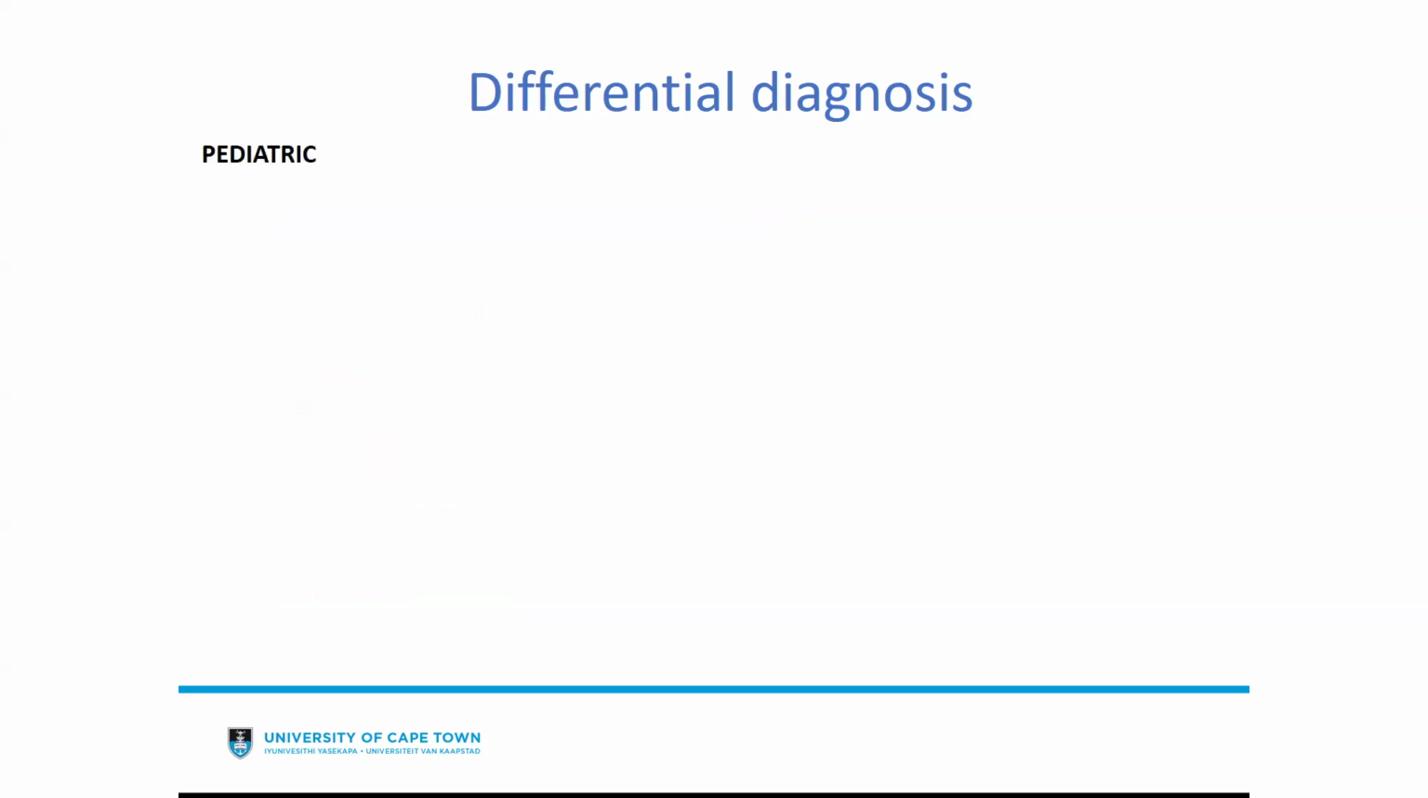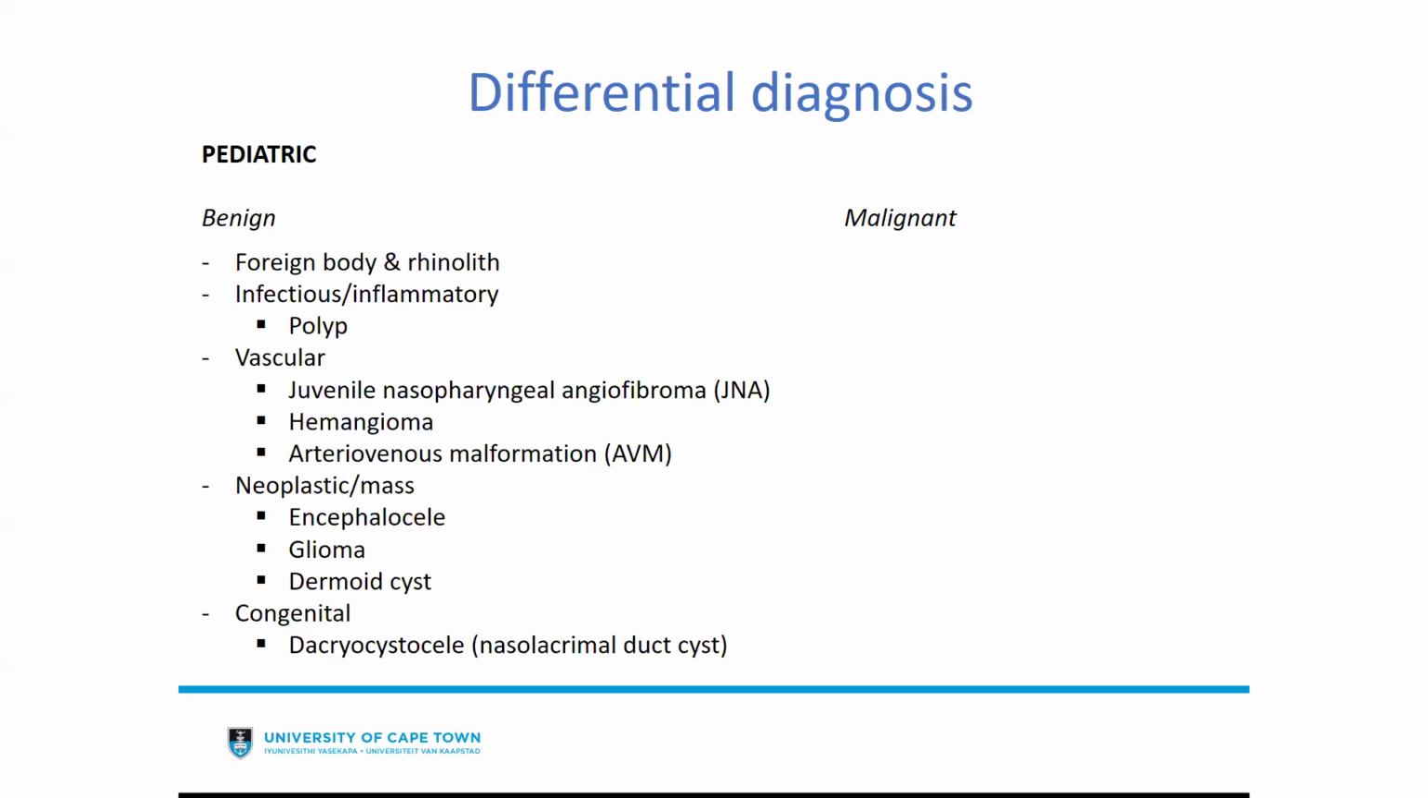When you think about the children, your differential diagnosis will be completely different. Malignant cases are much more rare, so you think about benign cases first. So for the benign cases, of course, you also always think about the foreign body, but they can also have polyps, sinonasal polyps or AC polyps, or vascular lesions, especially in adolescent males. You must always think about the juvenile nasopharyngeal angiofibroma, but also about hemangiomas and arteriovenous malformations.